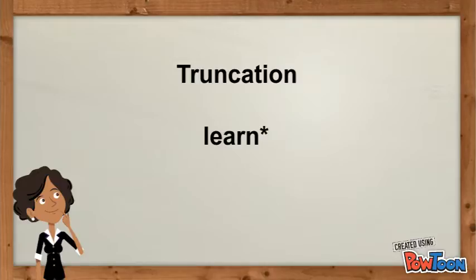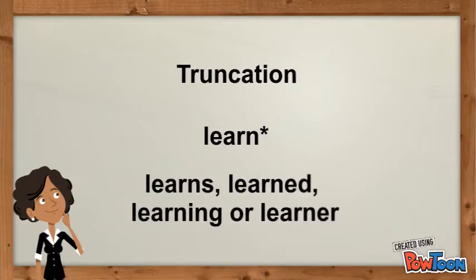In this example, the asterisk is used to indicate you want all the words that start with learn but may have different endings, such as learns, learned, learning, or learner. This trick can help you find studies that have used different forms of words.